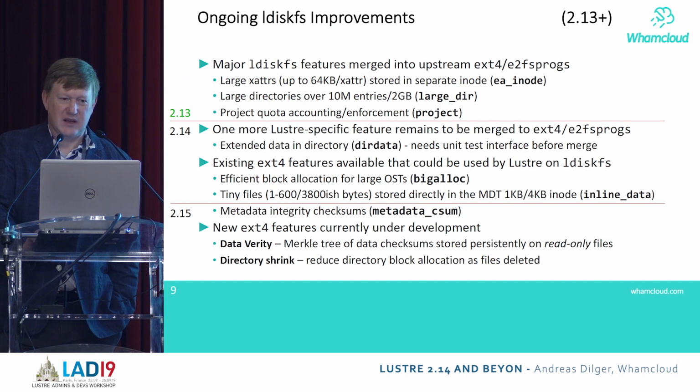fs-verity, which is data checksums, but the problem is it's only for read-only files. So you'd write the file, you would do an after-the-fact data checksum, and as long as the file doesn't get modified again, your checksum would be persistent. Directory shrink is actually something that's interesting for large OSTs. There's another feature just in early development as well that's not listed here, I should have mentioned, which is a parallel fsck for ext4, which is quite useful as OST sizes get huge.